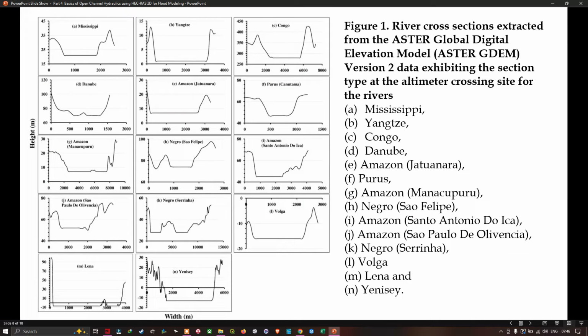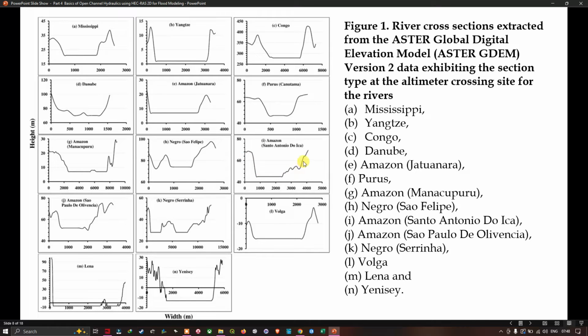This particular figure shows the river cross-section extracted from the ASTER Global Digital Elevation Model version 2, the data exhibiting the section type at the altimeter crossing the site for the rivers. For example, figure 1 indicates the river cross-section for the Mississippi. This is the cross-section of the Mississippi River here. Similarly, this is the river cross-section in Congo. Next is the river cross-section of the Amazon. Next is this particular one here, that is Negro. And next is the Amazon here, that is Antonio. So this is a cross-section here.